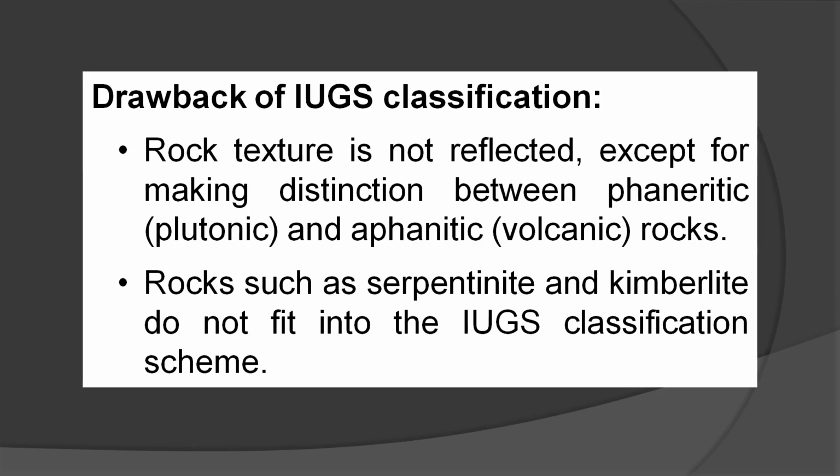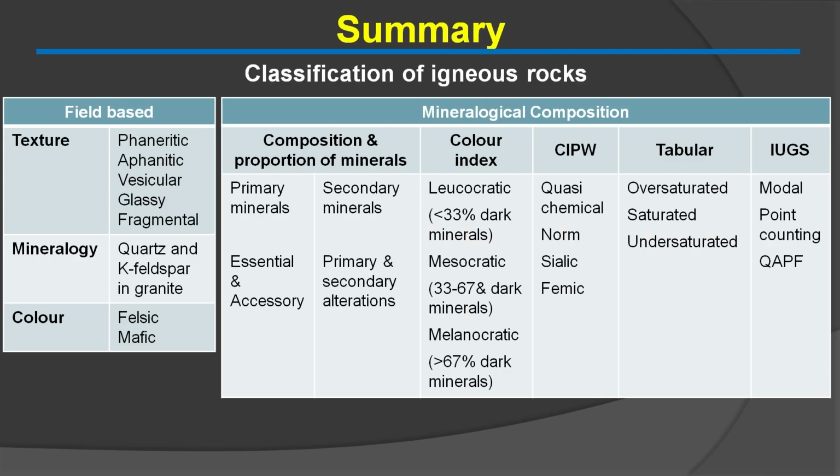There are certain drawbacks of the IUGS classification. Rock texture is not reflected in this classification except for making distinction between the finer and the coarser rock types. Rocks such as serpentine and kimberlite also do not fit into the IUGS classification scheme. So here is the brief summary of the talk which we have just now heard.